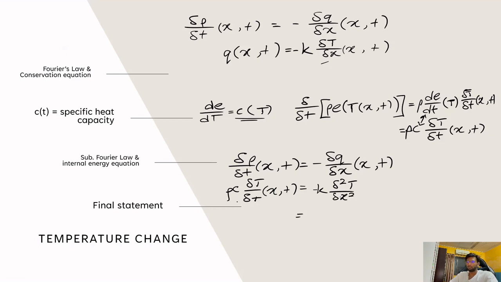Now, we move rho C to the other side, and we get a temperature formula. This denotes the change of temperature with respect to time, with the constant which we now call alpha, where alpha is now known as the diffusivity.